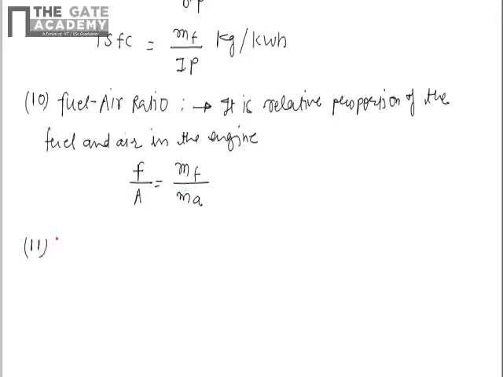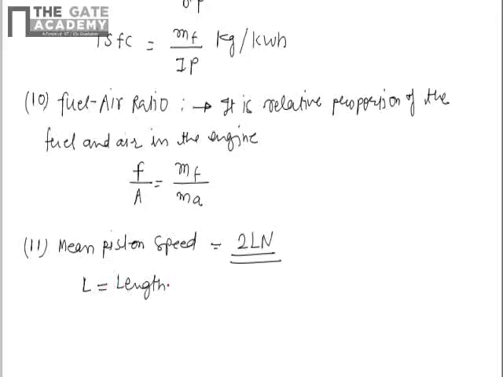Now let's take another parameter, that is mean piston speed, given by 2LN. That is very important. Here L is the length of the stroke, and N is RPM, rotations per minute. So this one is the mean piston speed.